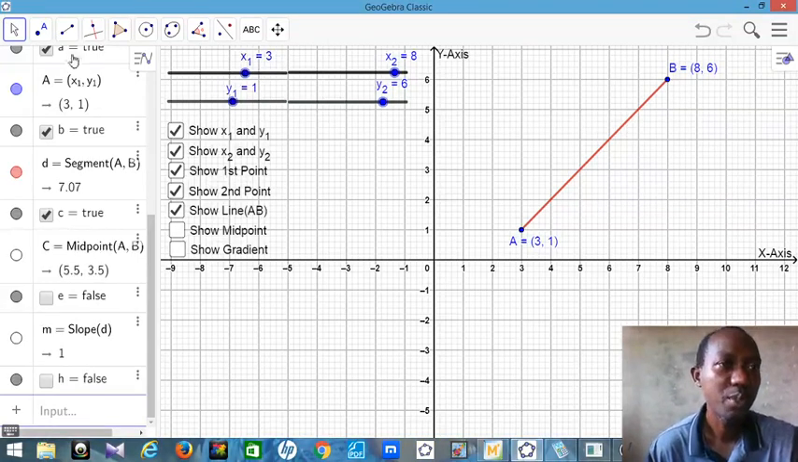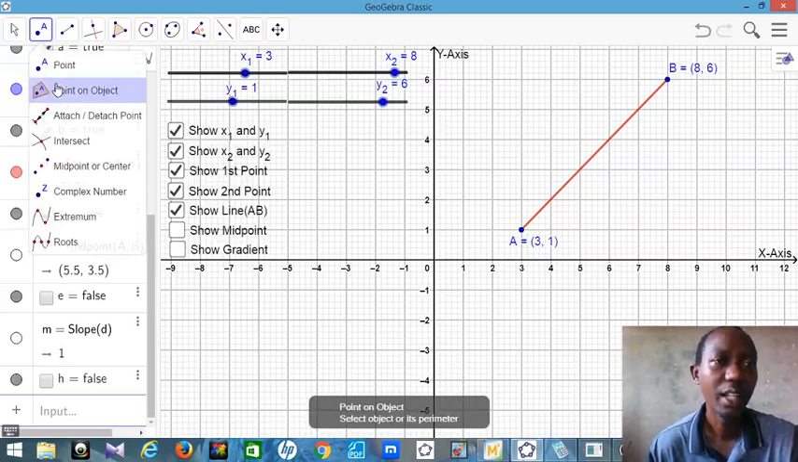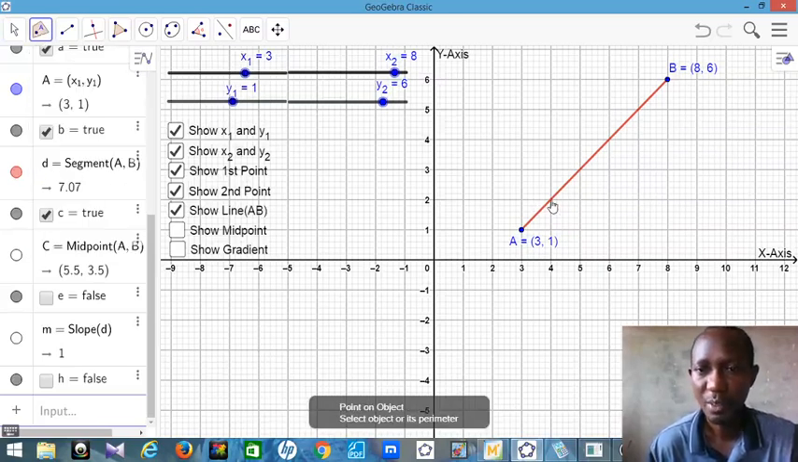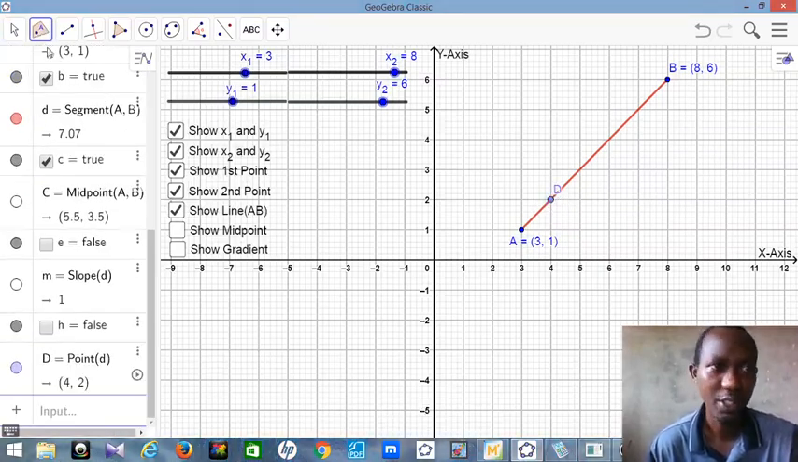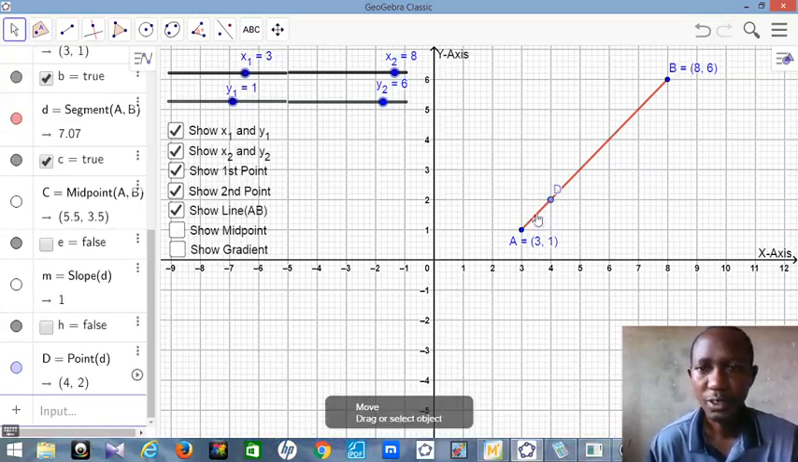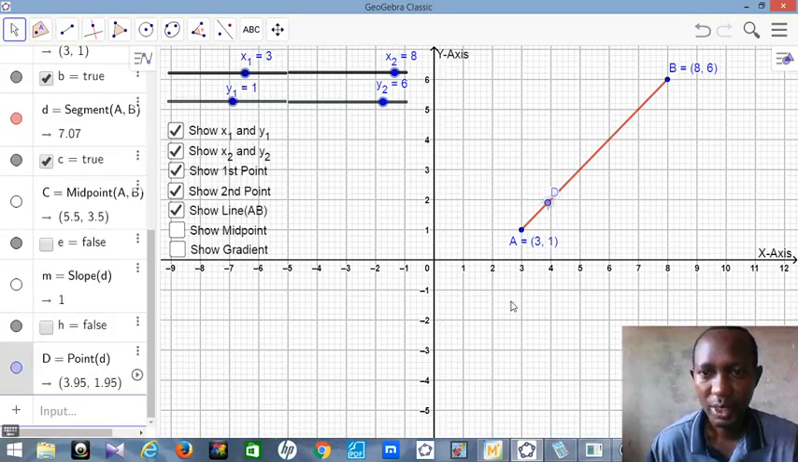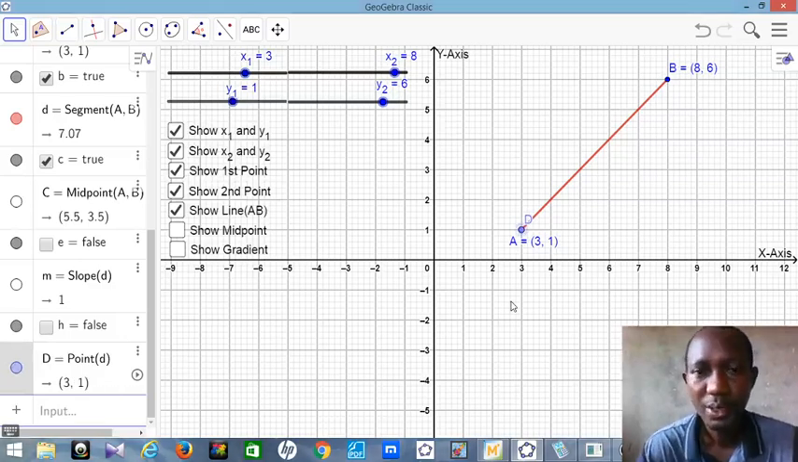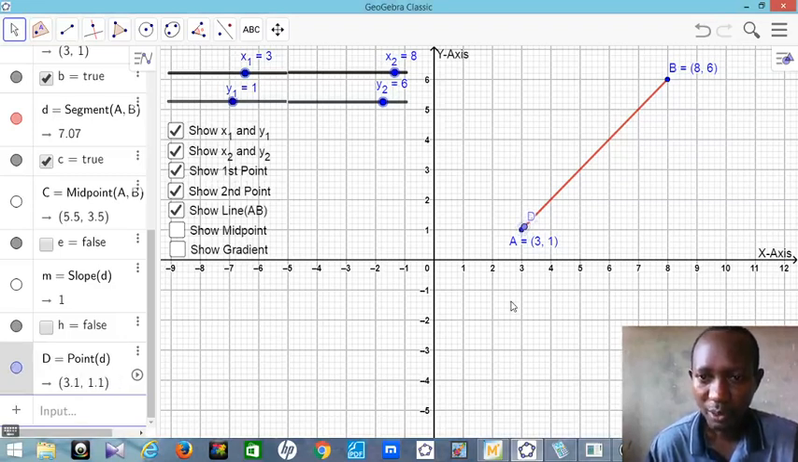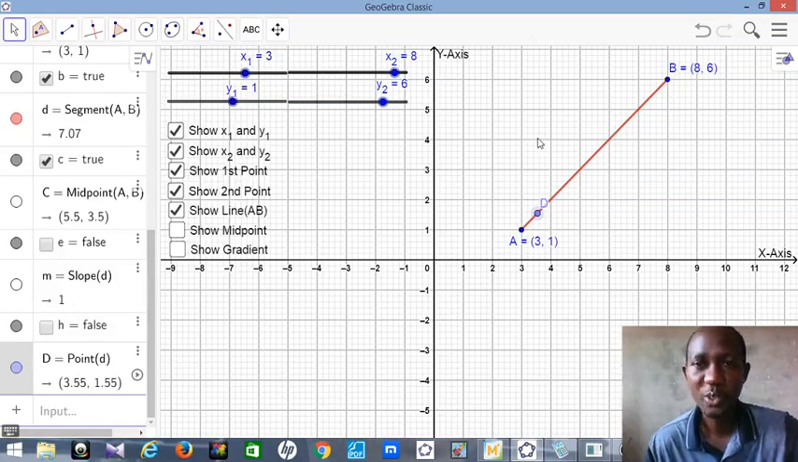So let me put a point on this line so that we'll see something. If I have a point which is labeled as point D here, let me put D at A. So this is point D. So D is moving now. You can see D is moving along the line. So how is this D changing along this line? That is what gradient is talking about. That's why we also use slope as gradient.